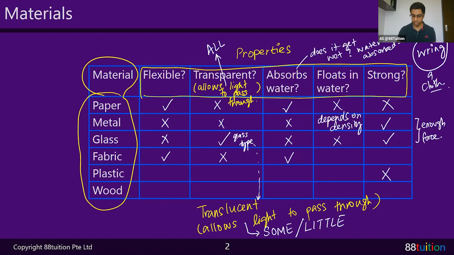Floats in water, fabric. No, you just throw clothes. What will happen is it will absorb the water and then it will sink. So it does not float. Is it strong? Is it strong? For robots, yes. How many of you watch Iron Man?